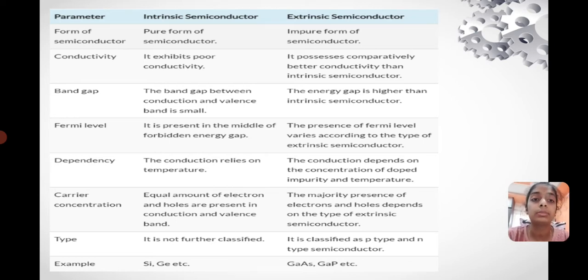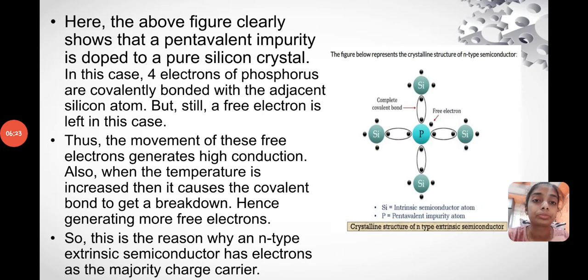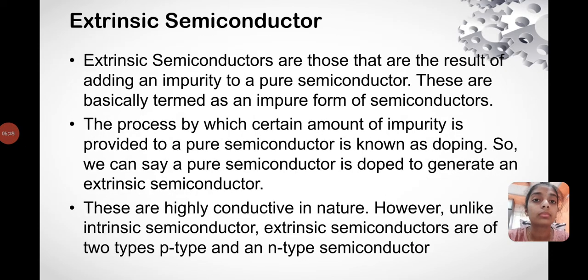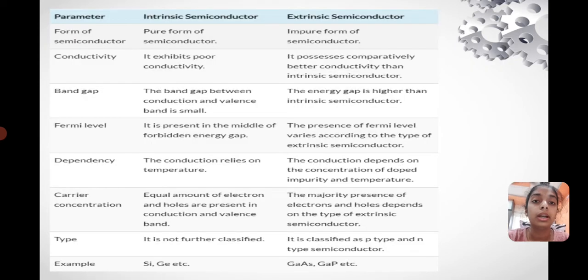Fermi level. In intrinsic semiconductors, it is present in the middle of the forbidden energy gap, and for the extrinsic, the Fermi level is present according to the type of extrinsic semiconductor. Dependency. In intrinsic semiconductor, the conduction relies on the temperature, whereas in extrinsic semiconductor, the conduction depends on the concentration of doped impurity and temperature.